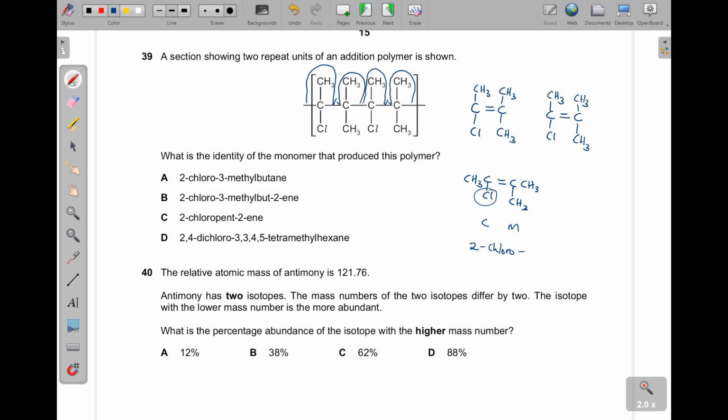Okay, then 3-methyl. 3-methyl, but-2-ene. And which one do you see here? The answer has to be B.